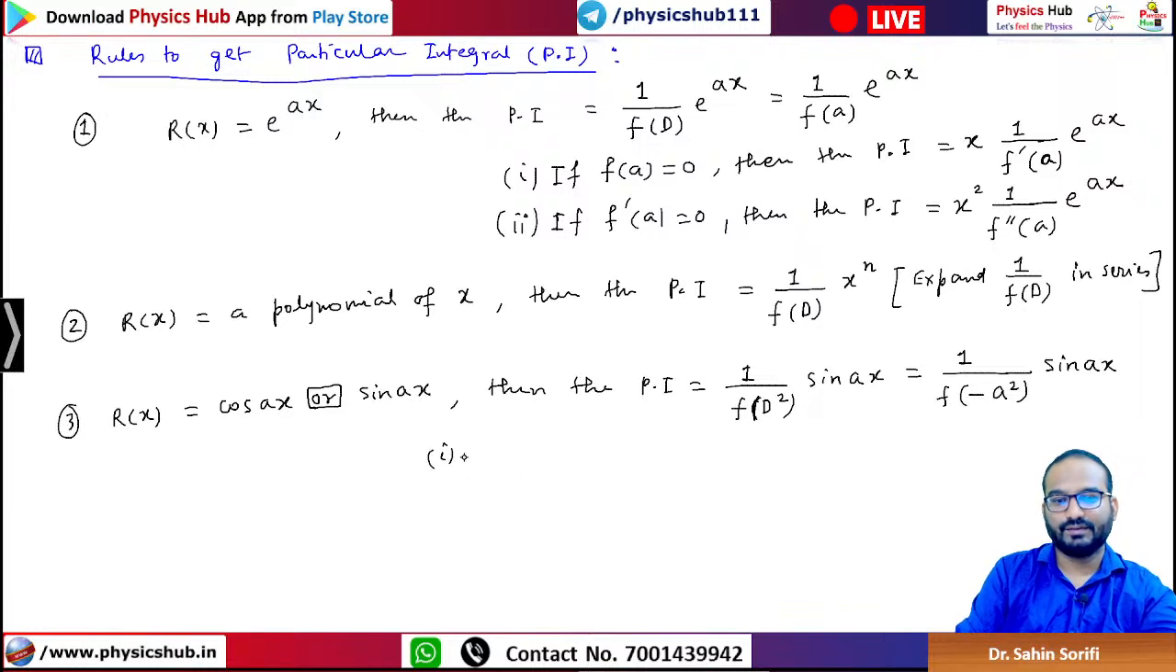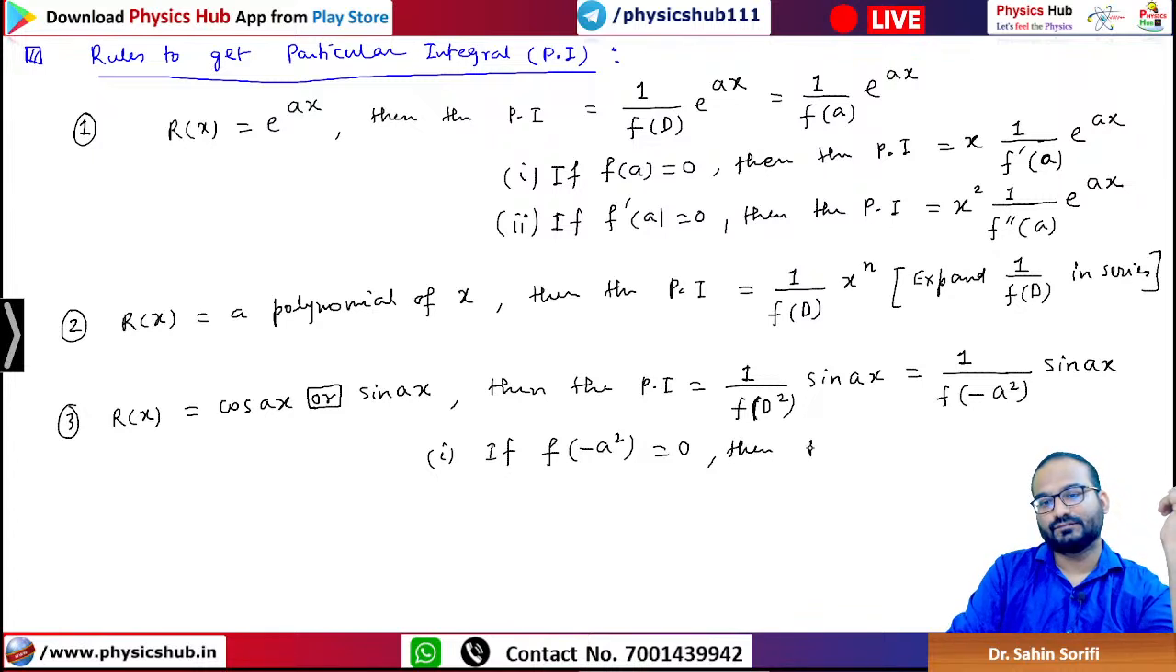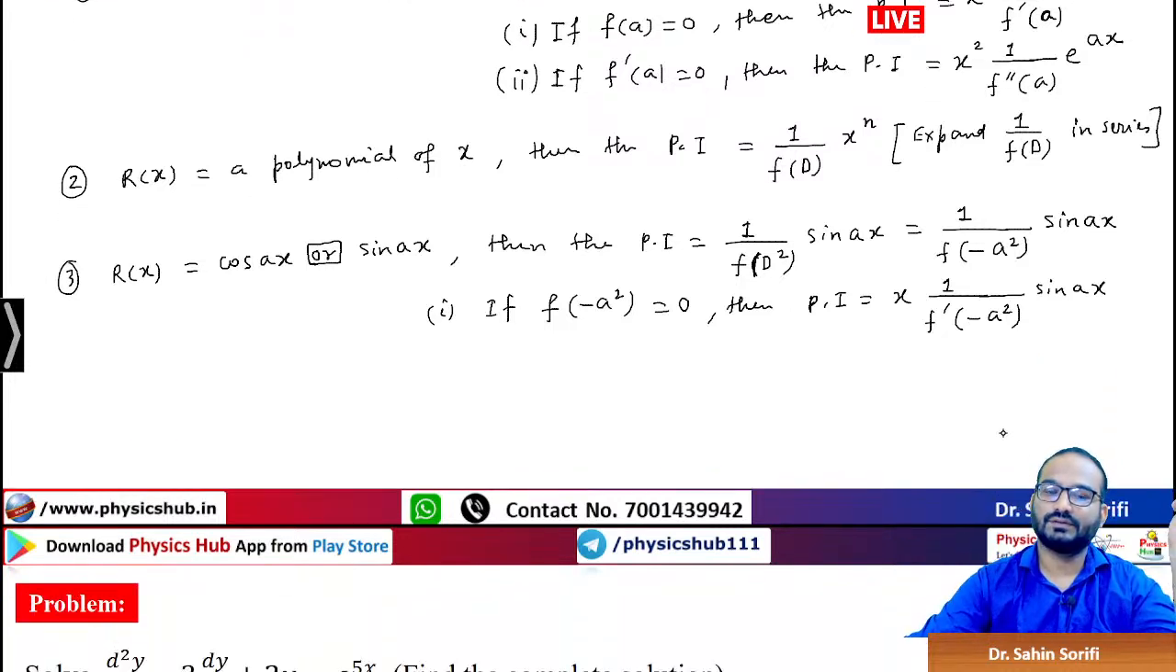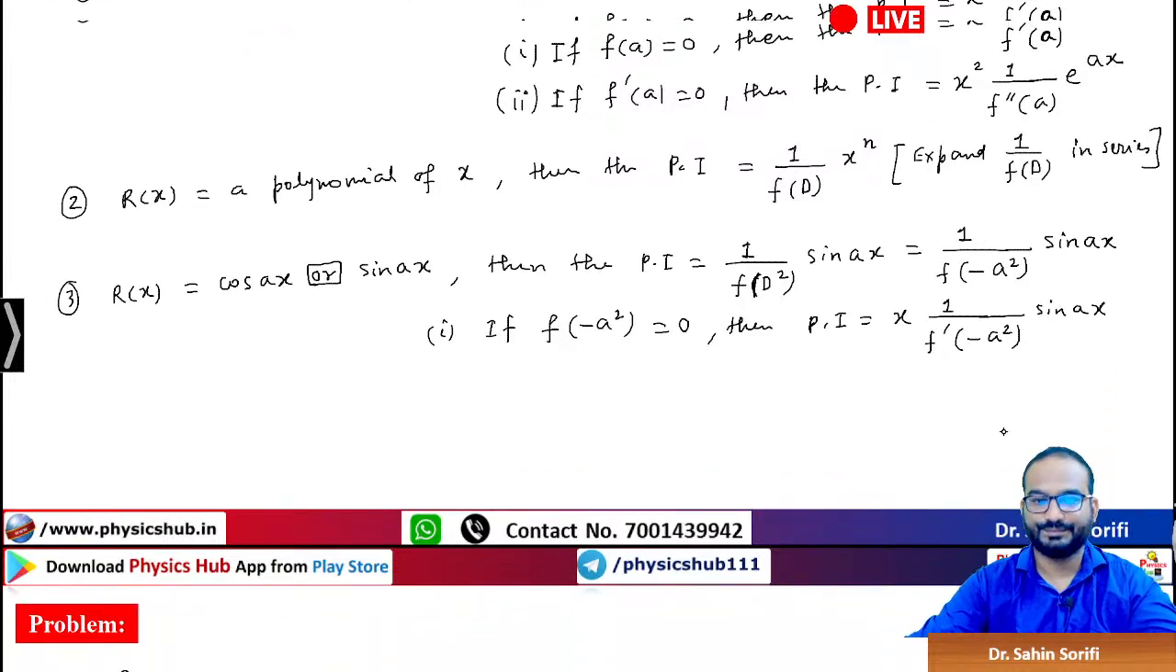Now it may happen that f of minus a square equals 0. What will you do then? Then your particular integral will become, as usual, we will multiply with x and take the derivative in the denominator. So x times 1 upon f prime of minus a square sin x. As we have already considered D square, there will not be another case.